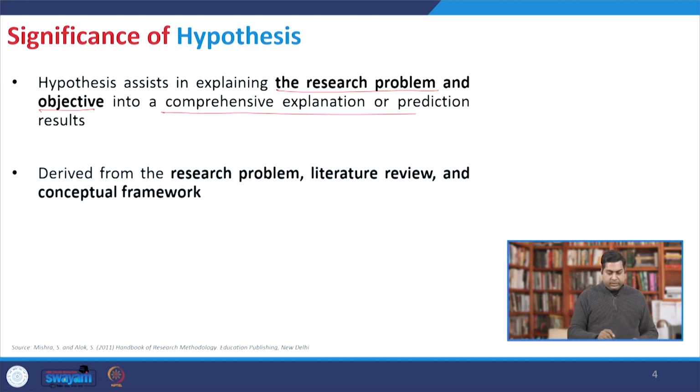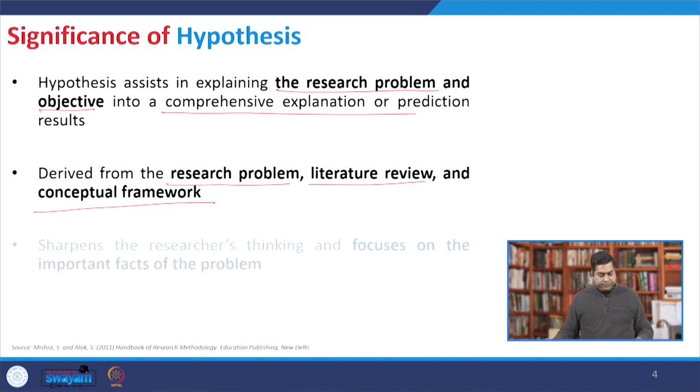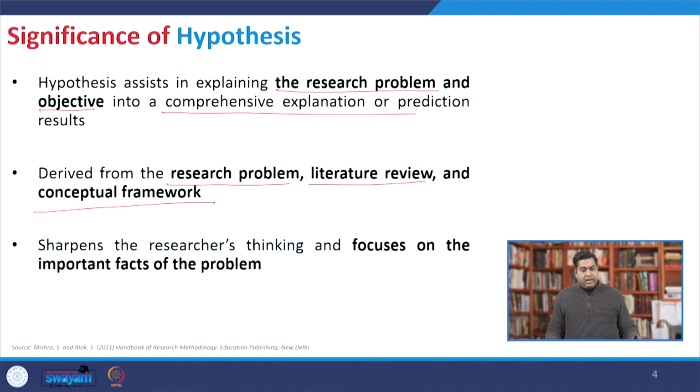Also it is derived from the research problem itself, it can be from literature review, or it can be something based on a conceptual framework. Sometimes you can also compare your findings with the findings available in literature. If that kind of data set is available, you can compare that, and it will definitely help the researcher in a great way in thinking and giving focus on the important facts of the problem.